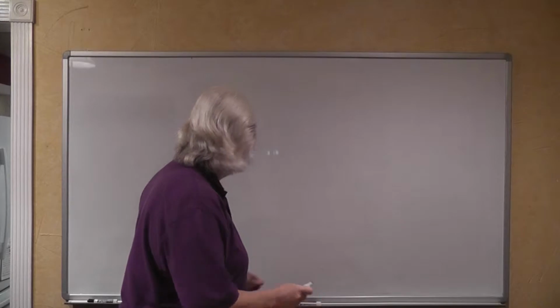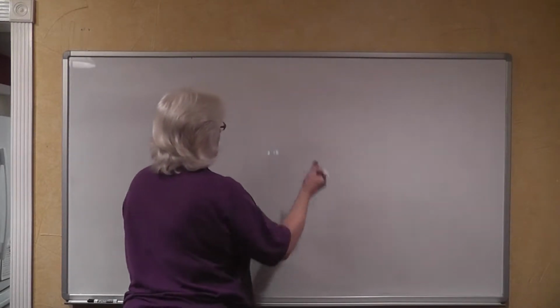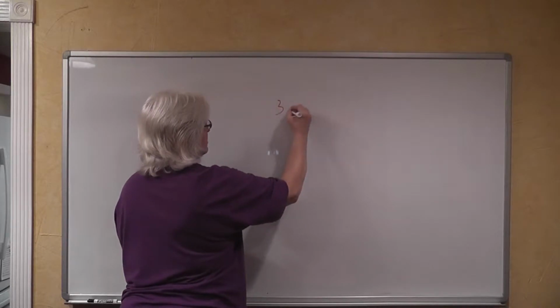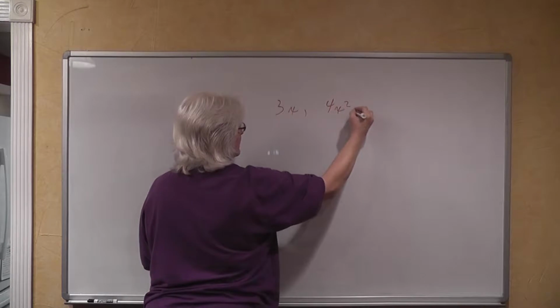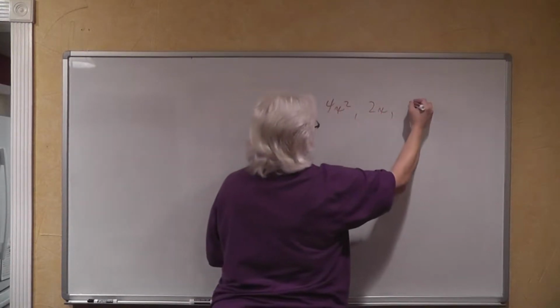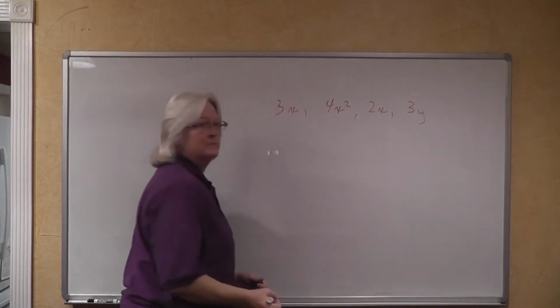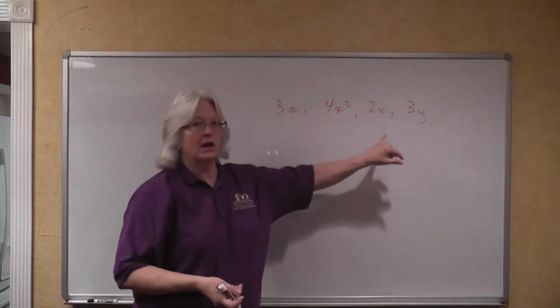And the coefficient, which is the number that is directly in front of the term, is irrelevant. So we have 3x, 4x squared, 2x, and 3y. These would be four different terms. We're going to look and see if any of these are like terms.